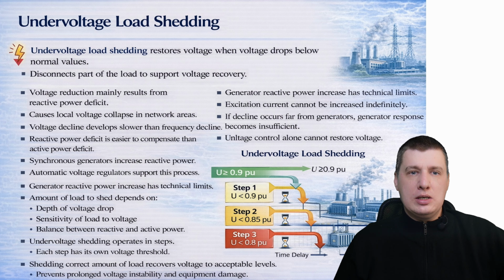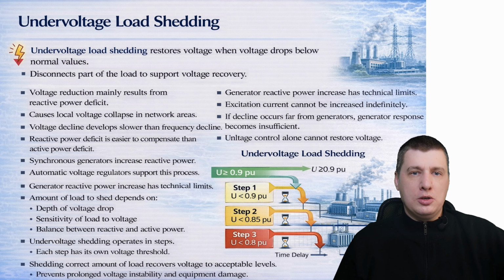Synchronous generators increase reactive power by raising excitation. Automatic voltage regulation supports this process. Synchronous motors also increase reactive power demands when voltage drops. This behavior limits voltage recovery. Generated reactive power increase has technical limits. Excitation current cannot increase indefinitely.